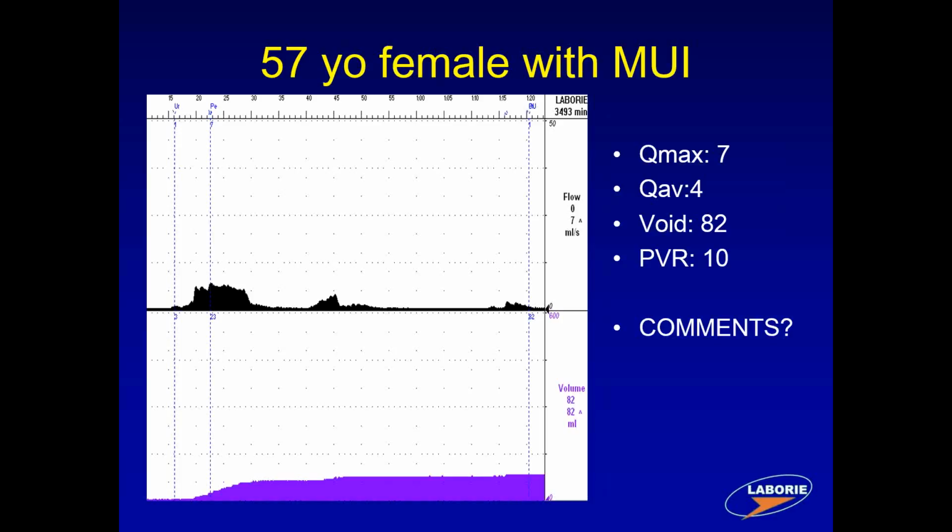So how would I interpret this? I would say her Qmax is 7, her Q average is 4, voided volume was 82, PVR 10. She comments are an intermittent pattern. Caution, her flow rate may be low due to a low voided volume. I can tell you she's emptying well with regards to PVR because her PVR is low.